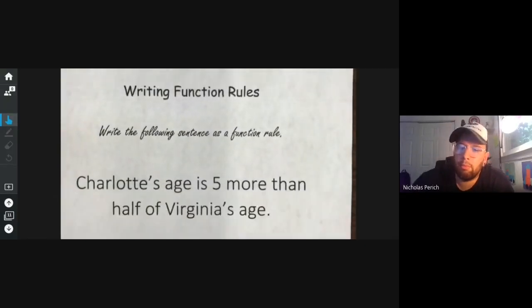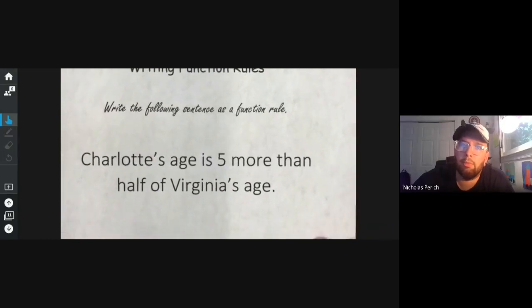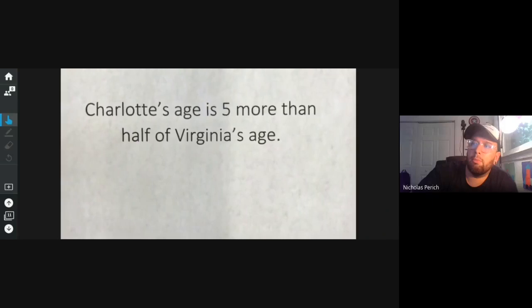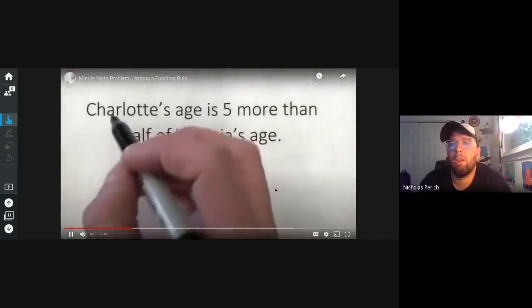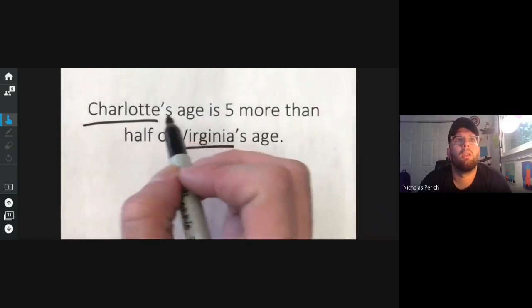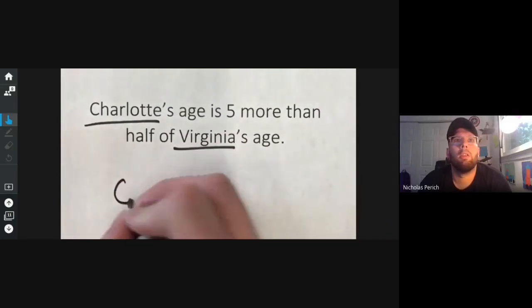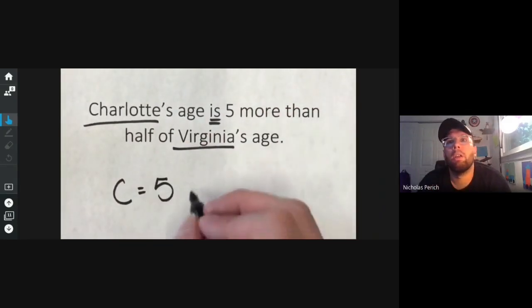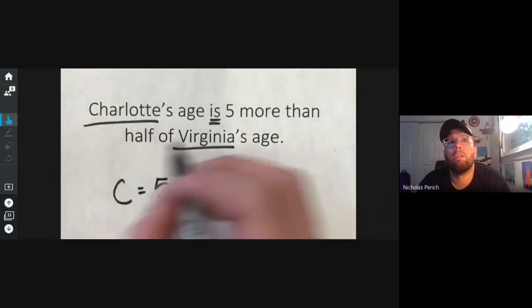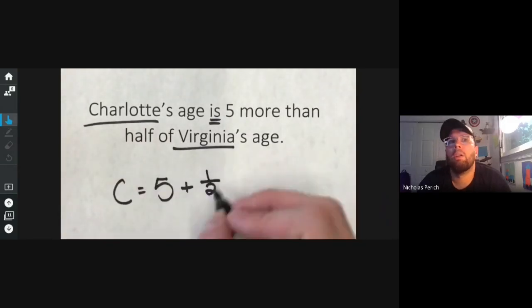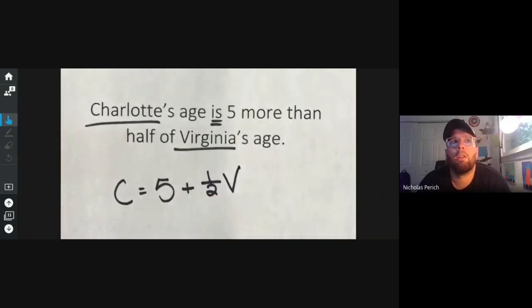What's your function rule? Well, we're going to write a sentence using this sentence. Charlotte's age is 5 more than half of Virginia's age. Well, we have two people. We have Charlotte and we have Virginia. Charlotte's age is, so I'm going to put C for Charlotte. Is going to be an equal sign. 5 is 5. More than means add. Half is half of Virginia, which means half of Virginia. And we have ourselves a function rule.